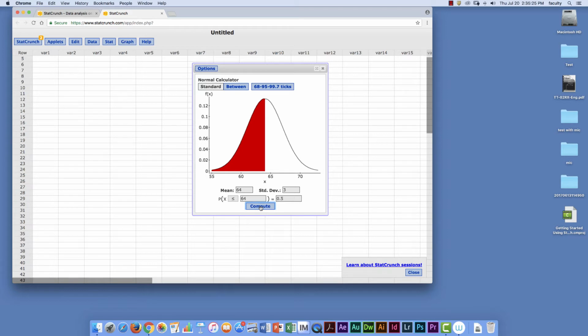So right now what's showing is the probability of an x value less than or equal to 64. Now 64 is the mean, which is about in the middle, and so we would expect and see that 50% of women are shorter than 64 inches.